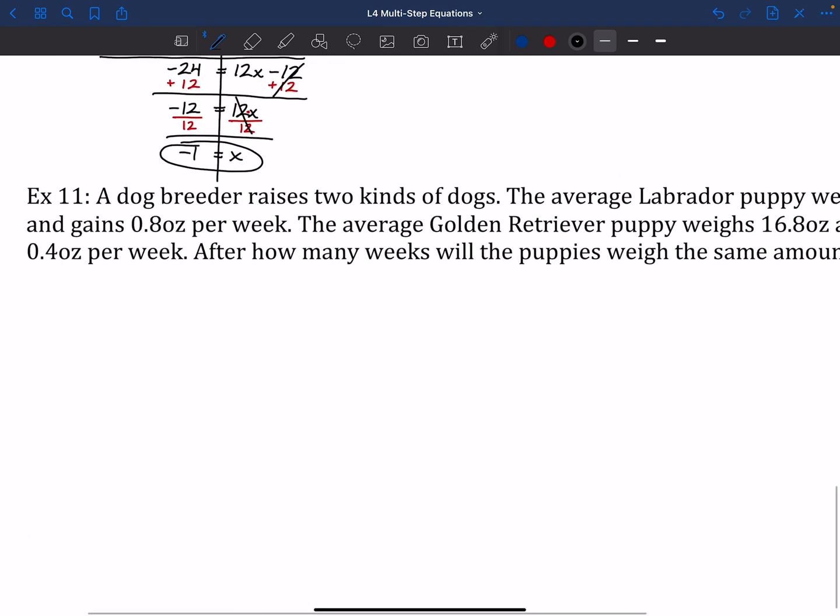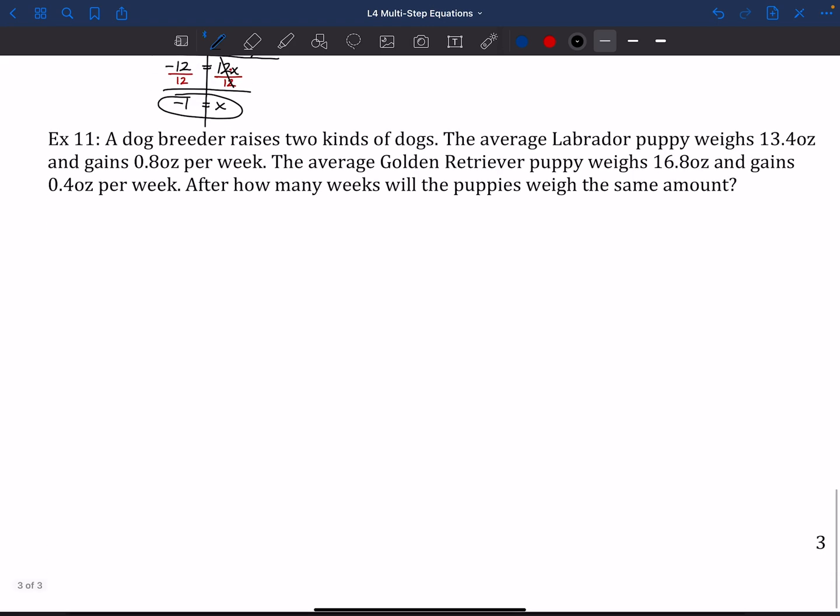All right. So for number 11, let's talk through a word problem together. A dog breeder raises two kinds of dogs. The average Labrador puppy weighs 13.4 ounces and gains 0.8 ounces per week. The average Golden Retriever puppy weighs 16.8 ounces and gains 0.4 ounces per week. What we're asked to do is to figure out after how many weeks will the puppies weigh the same amount.